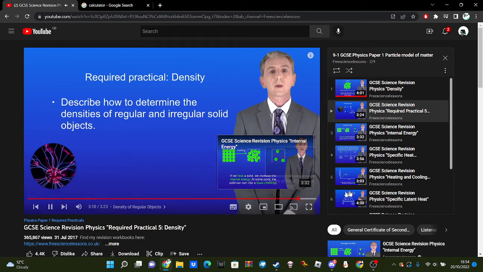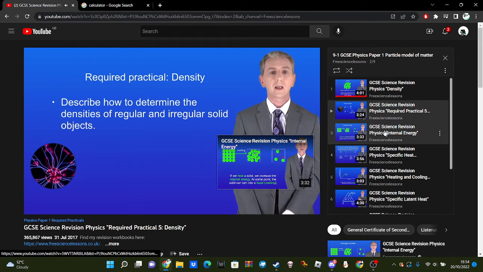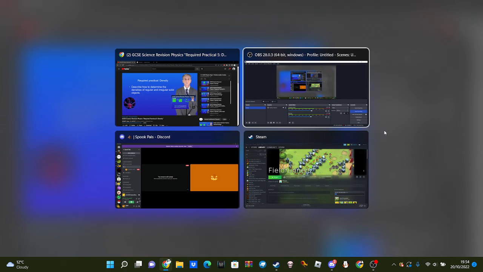Okay, so hopefully now you should be able to describe how to determine the densities of regular and irregular solid objects.